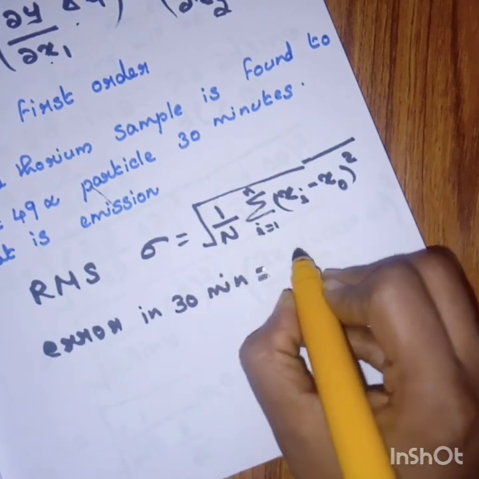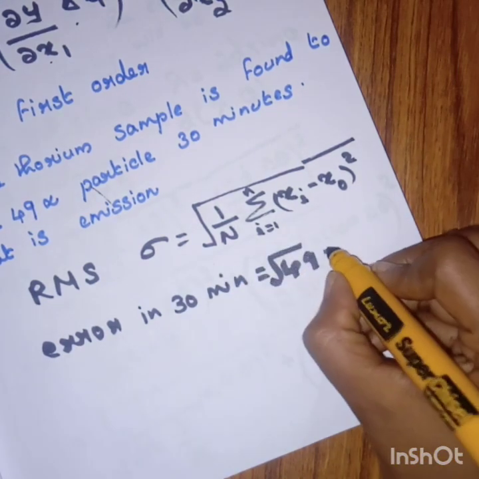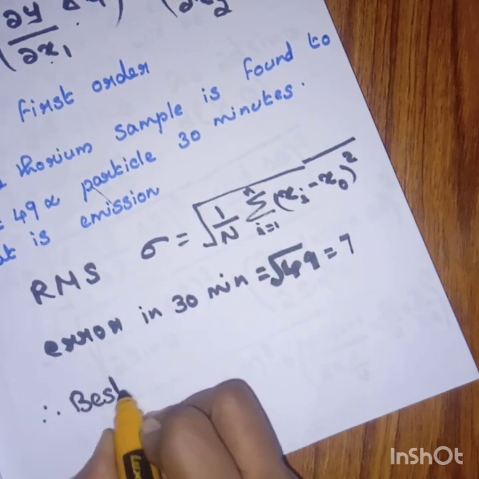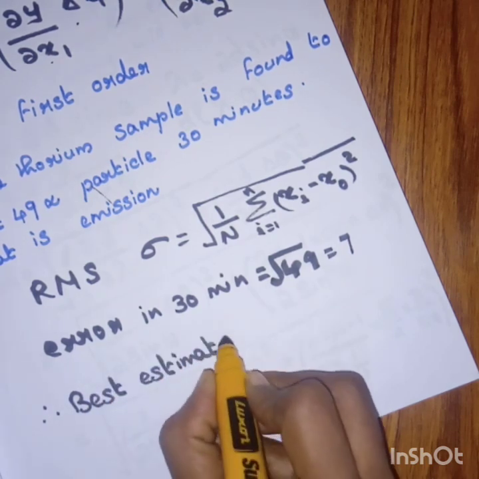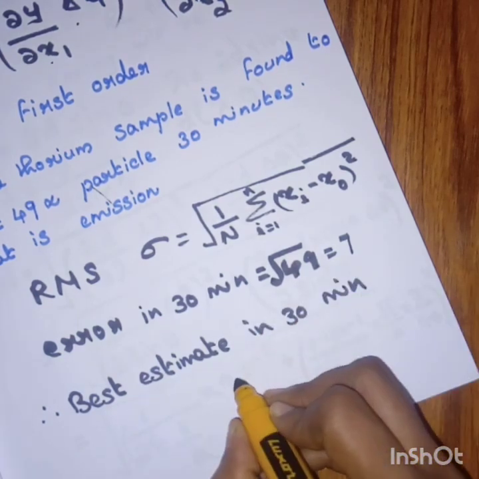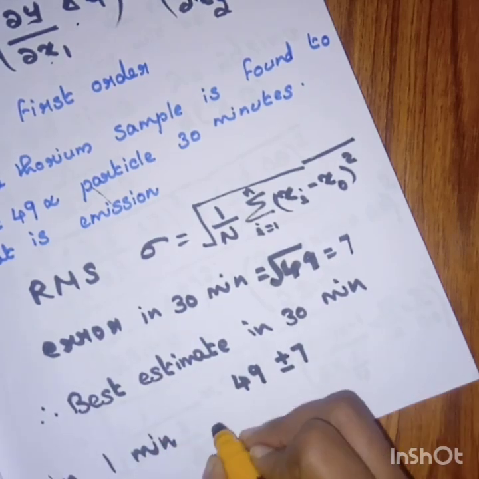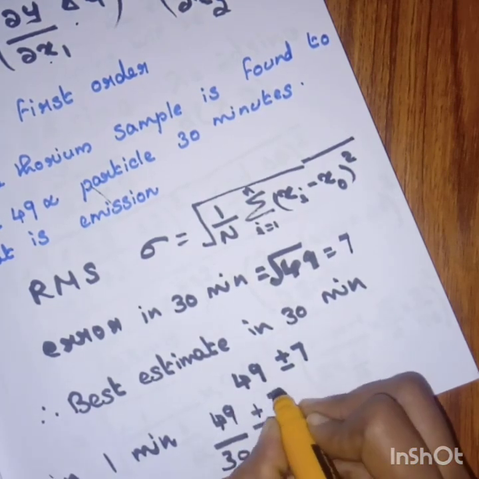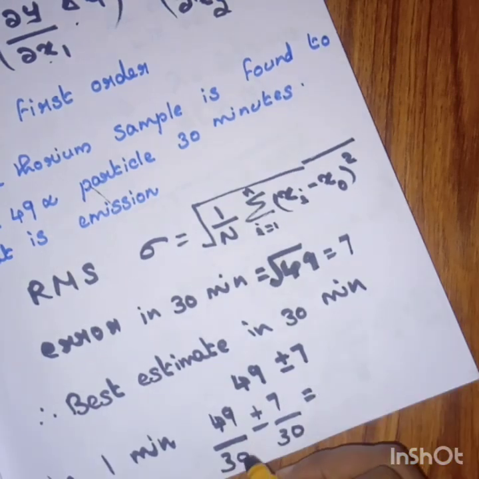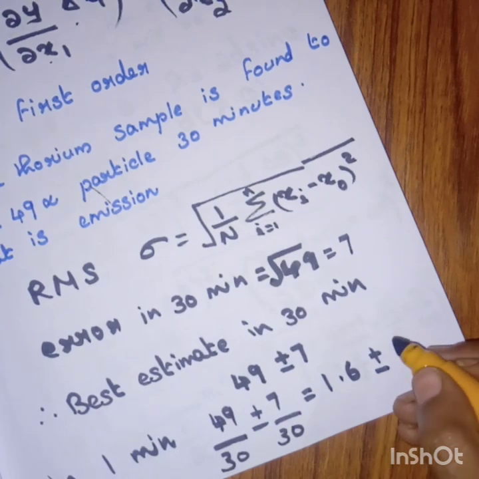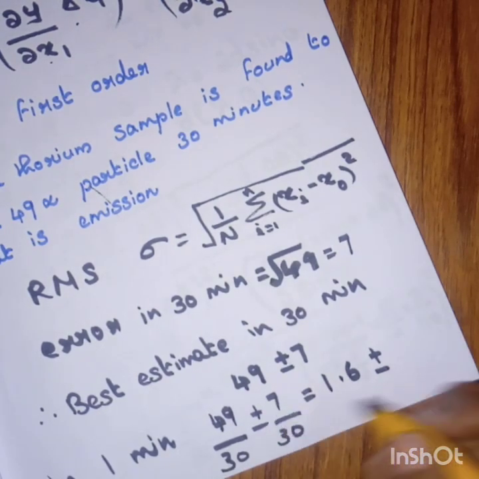is root of 49, that is 7. Then the best estimate in 30 minutes is 49 plus or minus 7, that is in 1 minute 49 by 30 plus or minus 7 by 30, which is equal to 1.6 plus or minus 0.2. 49 by 30 is approximately 1.6, and 7 by 30 is about 1 by 4, that is 0.2.